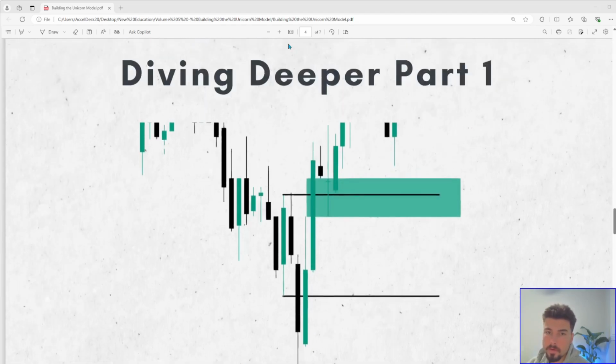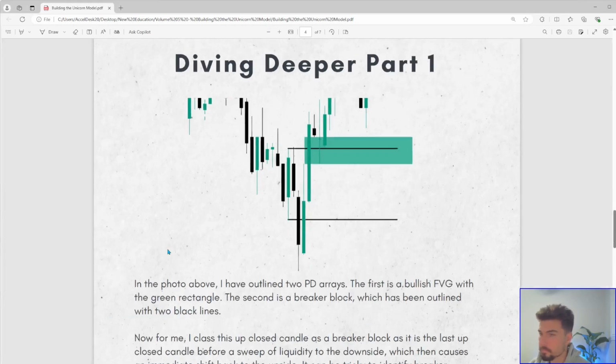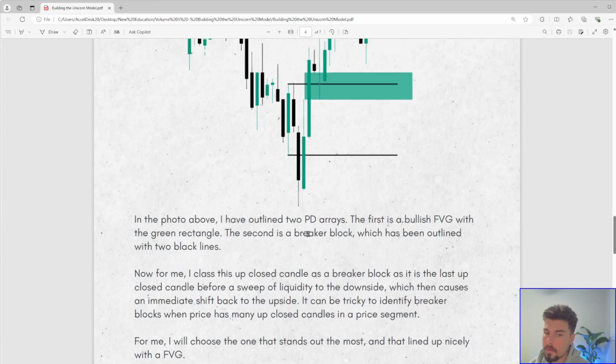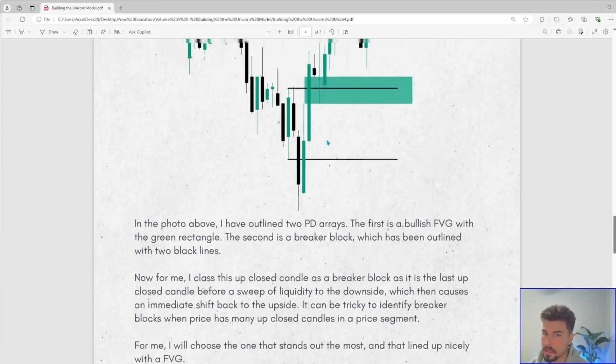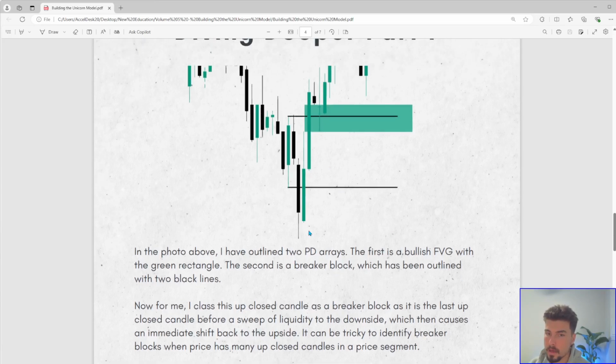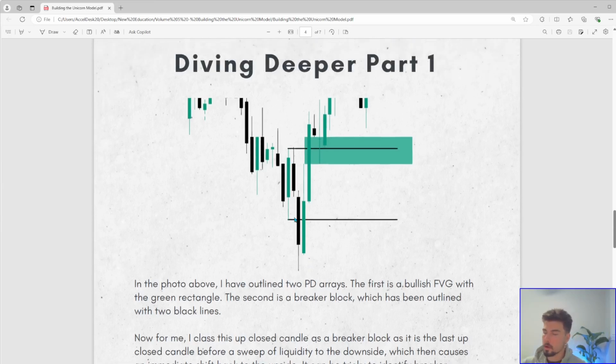So in this photo above, if I just zoom out a little bit just so we can get the text in and we can talk about it here. In the photo above, I've outlined two PD arrays. Again, the first is a busy and the second is a breaker block. You could use the bodies, but I use the whole candle. Really important, because this is on a 1 minute time frame. What that looks like on a 30-second could be different. So I'm outlining that whole range so I can use it as a range, and I can see if any portion of that lines up with that fair value gap.